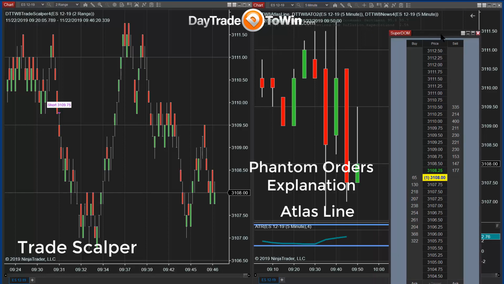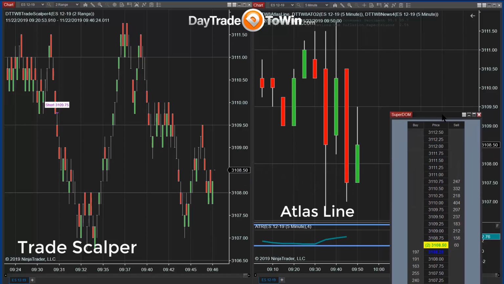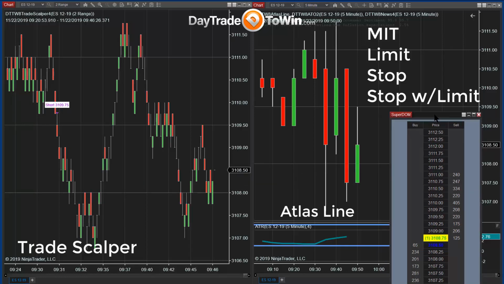The second thing is limit orders and market if touched orders are very different. I've done a few videos recently explaining the differences between MIT, market if touched, and limit orders. So I'm going to discuss these two different types of orders for you so you can understand when to use them, why you should use one over the other, and really what they mean, because you have a choice whether to use an MIT or a limit, market if touched or a limit.